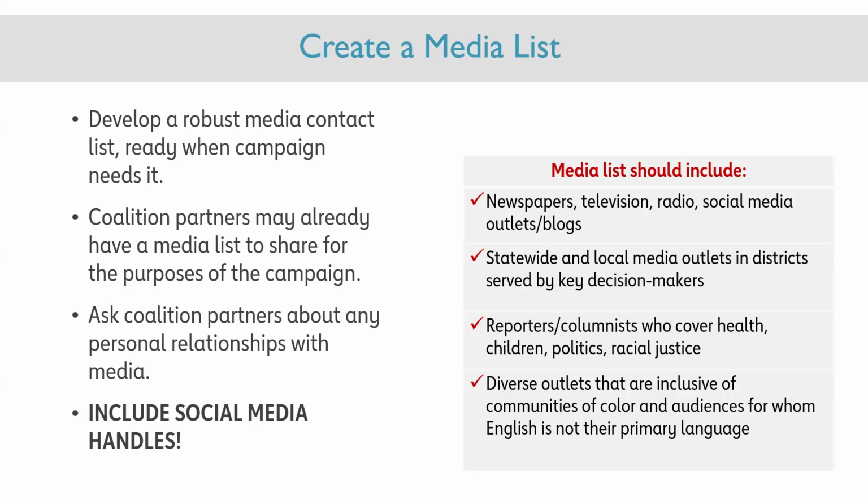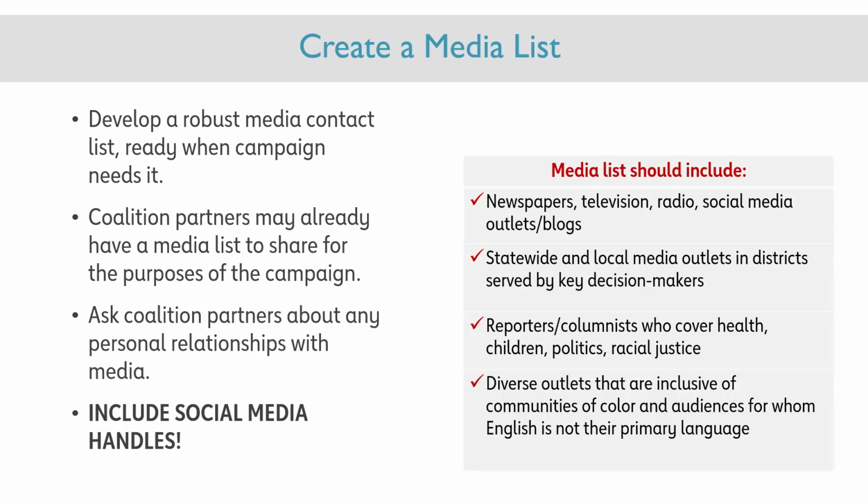And sometimes it's better to have quality over quantity. So if you have a good media list of 10 people, that can make a world of difference compared to a media list of 100 people. So coalition partners may already have a media list to share for the purposes of the campaign. Again, people that are in your coalition might also have some key people on their media list. And of course, you can combine those two.